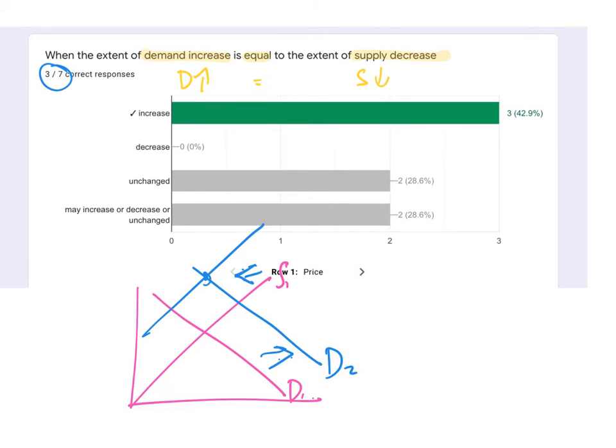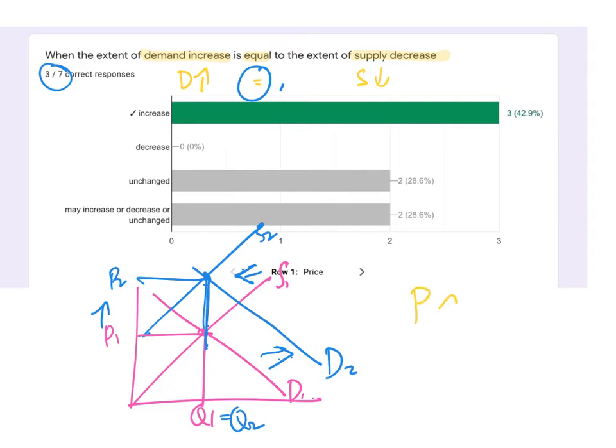Okay, here we can find two equilibria, the old one, then the new one. According to this, obviously the P will go up, P2. Okay, so here is Q1. Then, because they have equal power, the Q should be equal. Okay, Q1 equals Q2. So the result is that price goes up and Q remains unchanged.